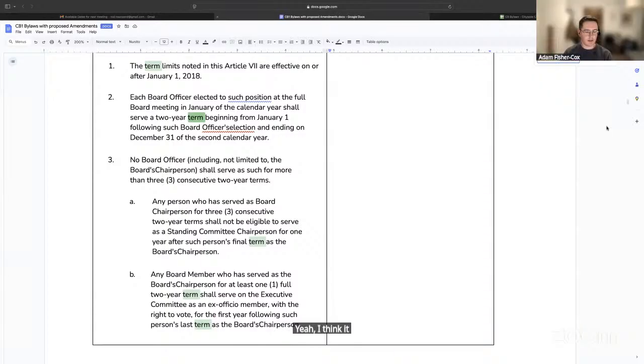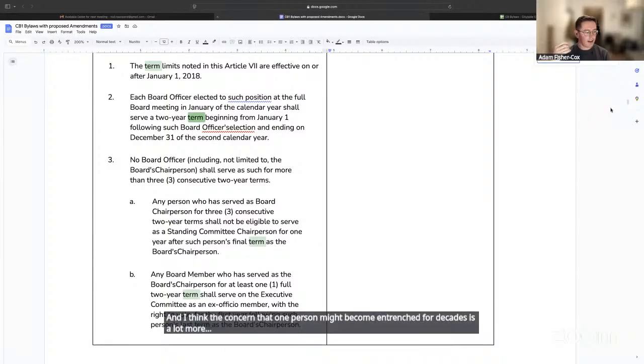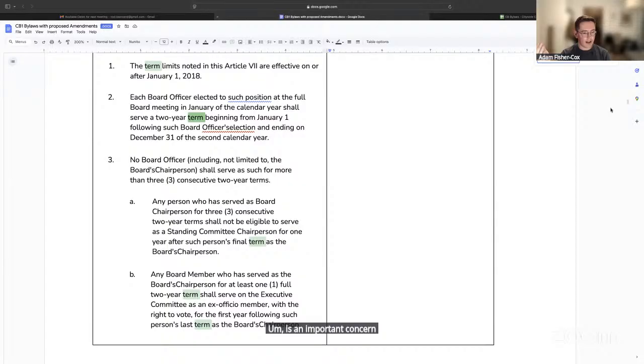Yeah, I think it's something that the board can and should take into consideration, knowing when term limits may end and how we want to bridge that sort of knowledge over big turnovers. But putting term limits in the bylaws themselves seems to take that power away from the board to make its own decision by voting. And I think the concern that one person might become entrenched for decades is an important concern. But now that board members have term limits, I think that sort of thing can only happen when that person has a majority of people also on the board for decades who will continue to vote for them.